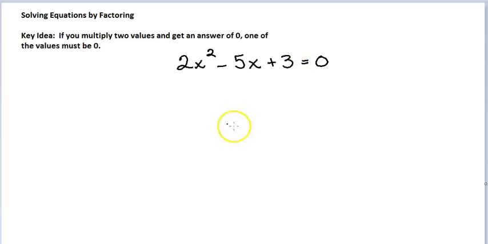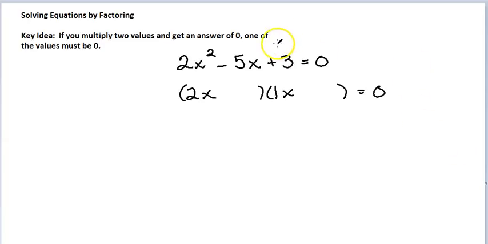So now I need to factor this so I can solve for x. But this time, instead of just having an x and an x, I'm going to have a 2x and a 1x, because that's what multiplies to get me 2x squared.